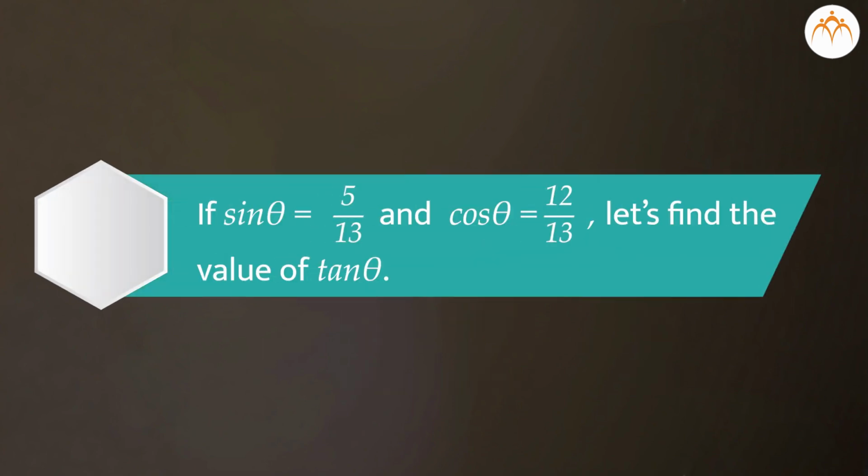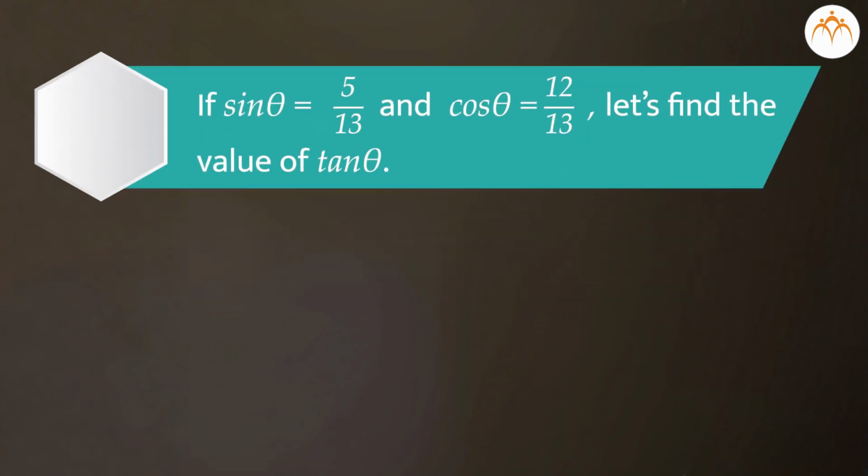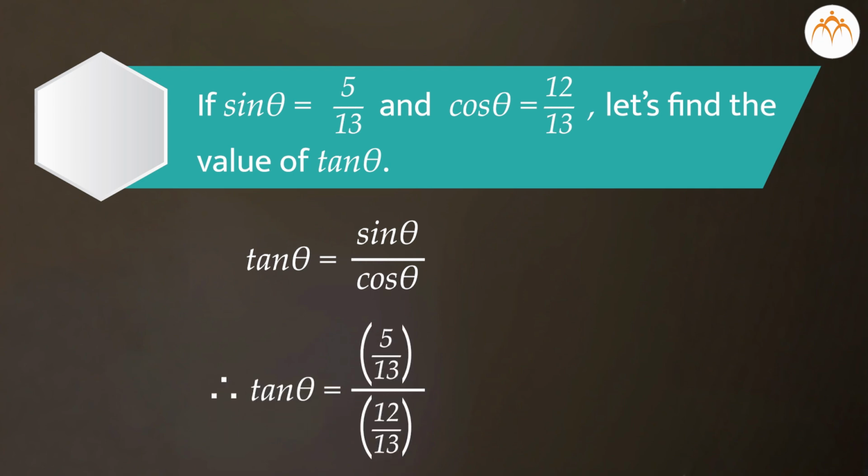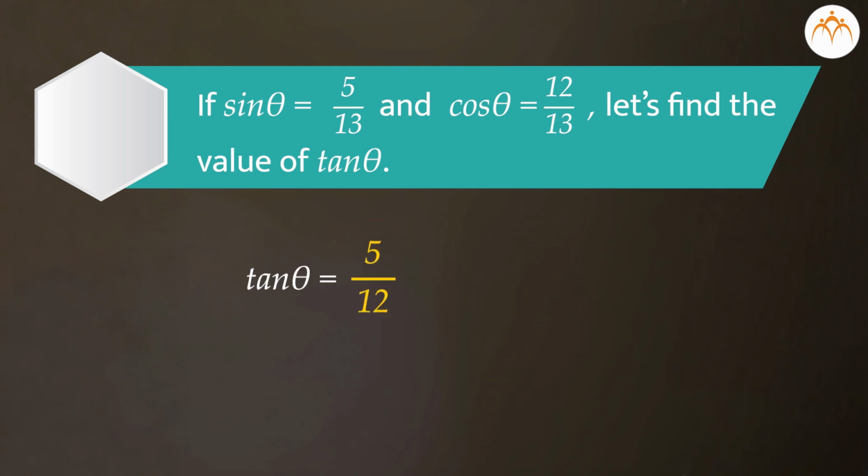Now, if sin theta is equal to 5 upon 13 and cos theta is equal to 12 upon 13, let's find the value of tan theta. We know that tan theta is equal to sin theta upon cos theta. Therefore, tan theta is equal to 5 upon 13 upon 12 upon 13 is equal to 5 upon 12.